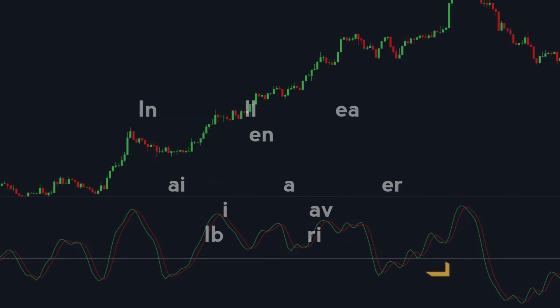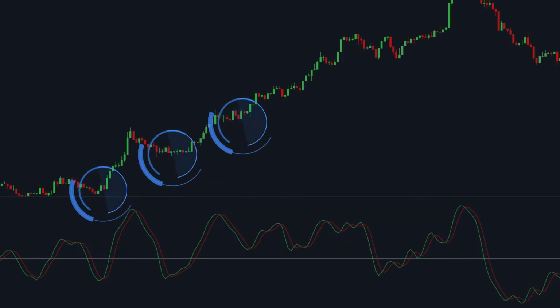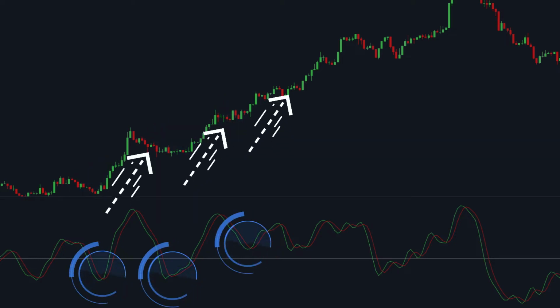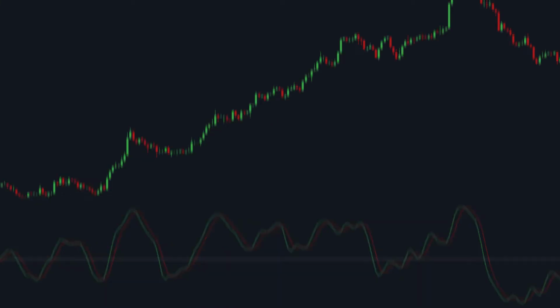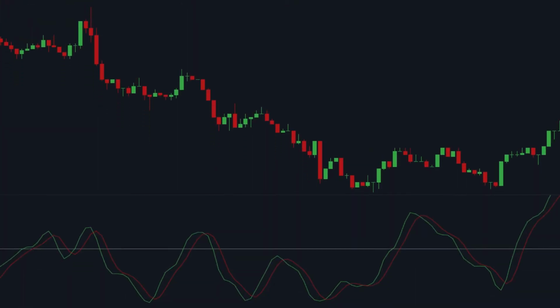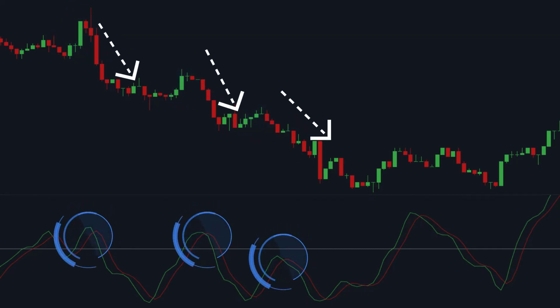pullback in price. In this bullish trend, we can see price moves upwards in a wave formation, and we will get a possible buy signal when the green line crosses the red line from below like this. In this bearish trend, we can see price moves down in a wave formation, and we will get a possible sell signal when the green line crosses the red line from above like this.